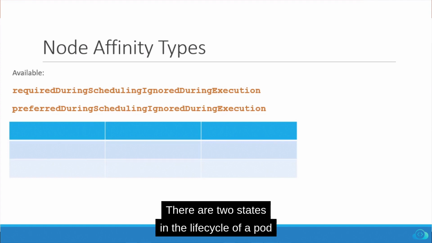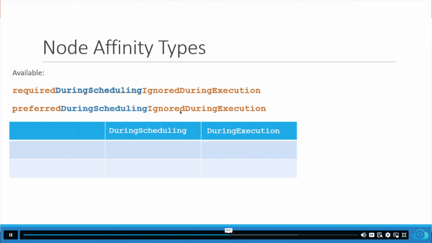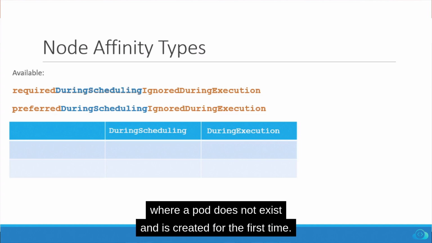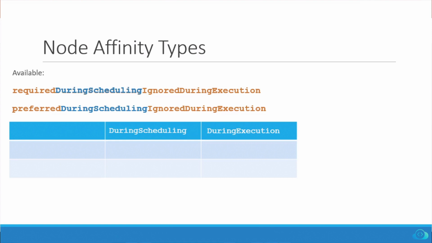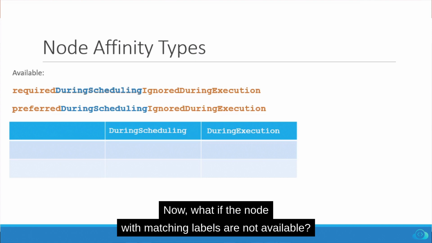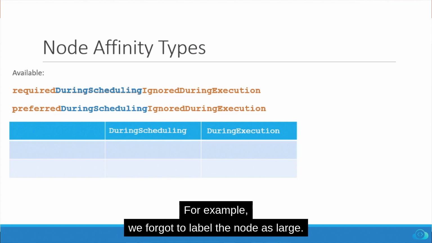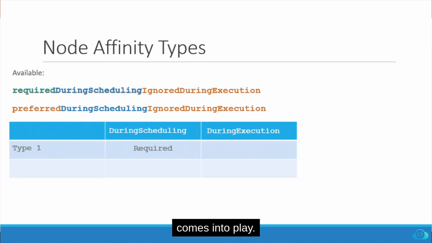There are 2 states in the life cycle of a pod when considering node affinity: during scheduling and during execution. During scheduling is the state where a pod does not exist and is created for the first time. We have no doubt that when a pod is first created, the affinity rules specified are considered to place the pods on the right nodes. Now, what if the nodes with matching labels are not available? For example, we forgot to label the node as large. That is where the type of node affinity used comes into play.